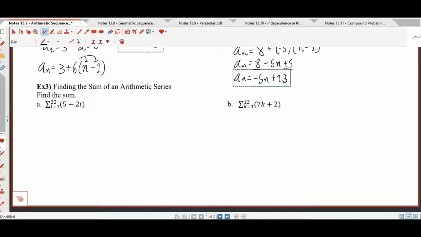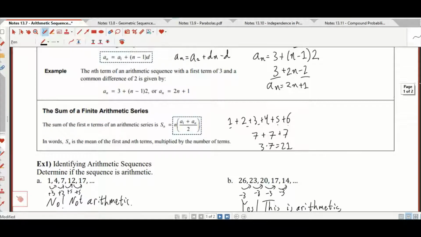Finding the sum of an arithmetic series. So this is terrible, because I do not want you to have to do this on 1 through 22. Like imagine going 5 minus 2 times 1, plus 5 minus 2 times 2, plus 5 minus 2 times 3, all the way up to plus 5 minus 2 times 22. What a piercing pain. So we're not going to do it that way. We're going to use that formula they gave us, which again is up here.